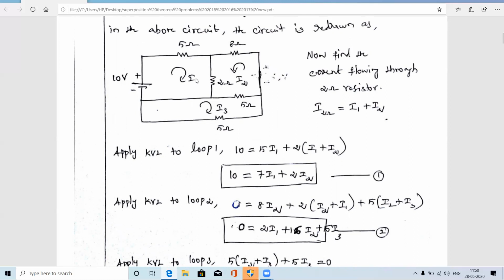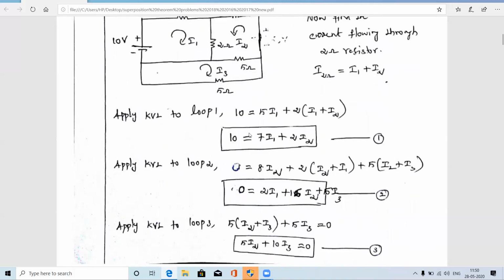Applying the KVL equation for loop number 1, we get 10 equals 5 into I1 plus 2 into (I1 plus I2). Let us rearrange the terms: 10 equals 7 into I1 plus 2 into I2. This is equation number 1.